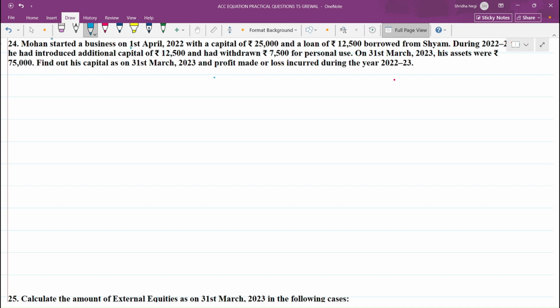Okay. The 24th question. Mohan started business on 1st April 22 with capital of 25,000. तो ये आपकी opening capital है. Opening capital is 25,000 and a loan of 12,500 borrowed from Shyam. Loan है, so this is a liability. Liability is 12,500. During the year he introduced additional capital. अब additional capital कितनी है?